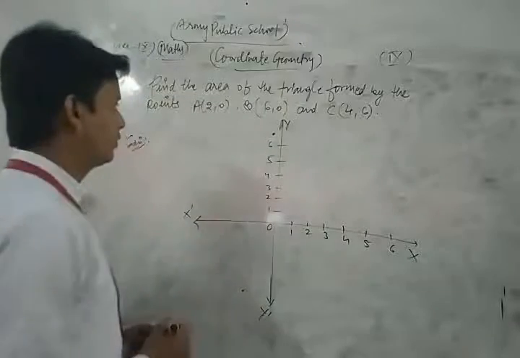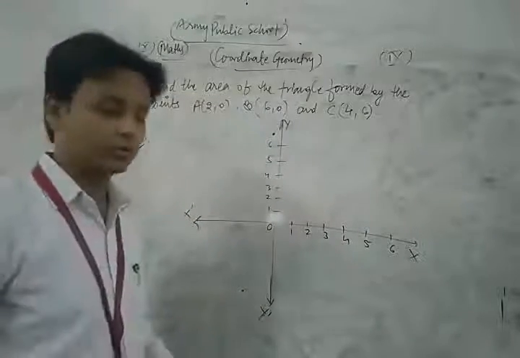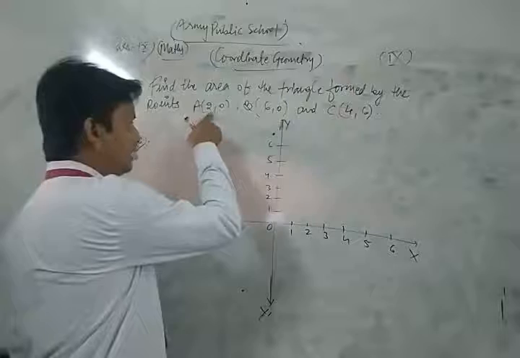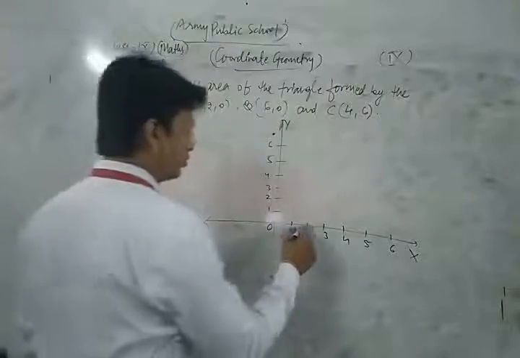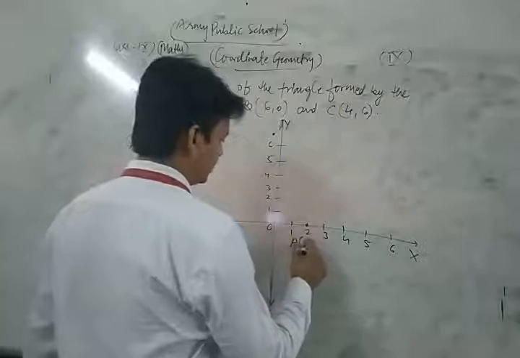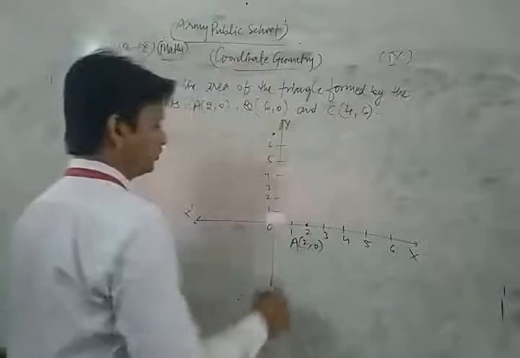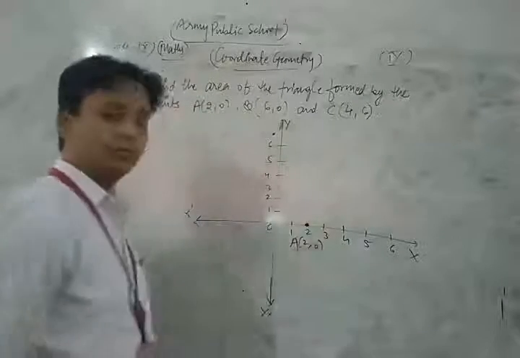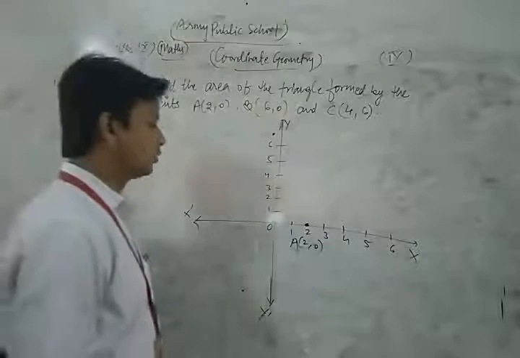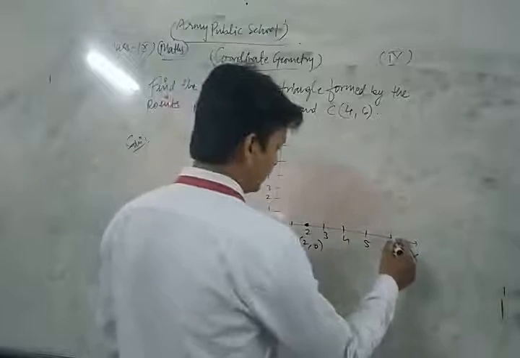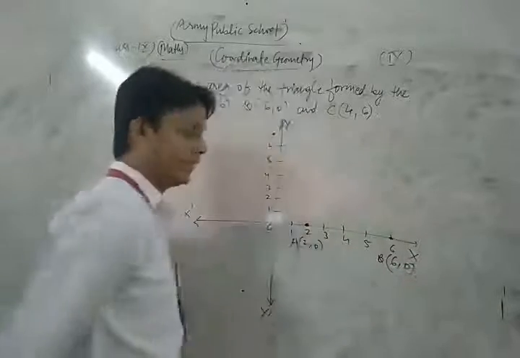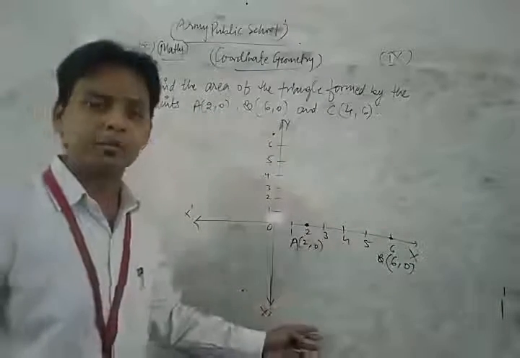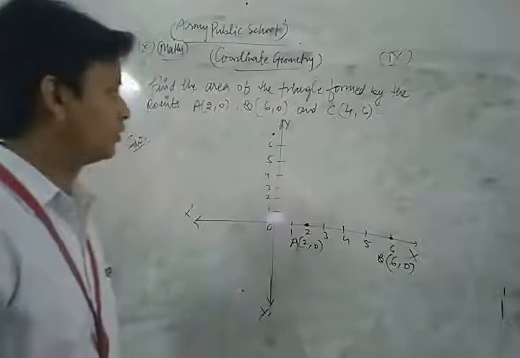Now first of all we draw the first point A (2, 0). Its abscissa is 2 and ordinate is 0, so that point lies on the x-axis. So A is here at (2, 0). Now we plot the second point B, and B is (6, 0). It also lies on the x-axis, meaning the ordinate is 0 and the abscissa is 6.